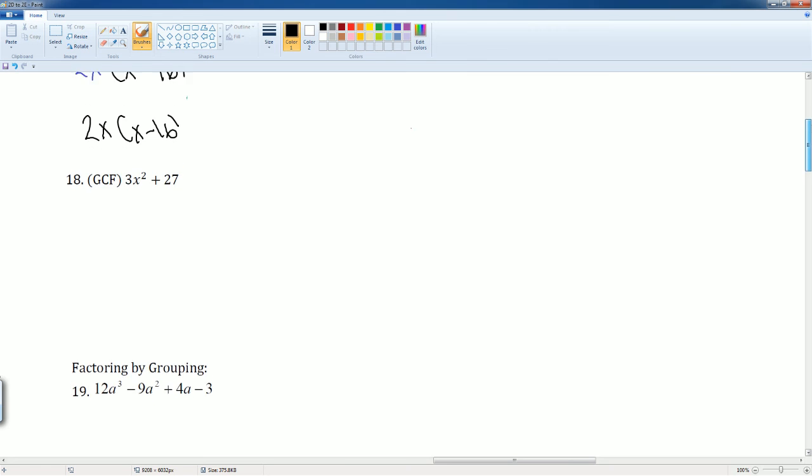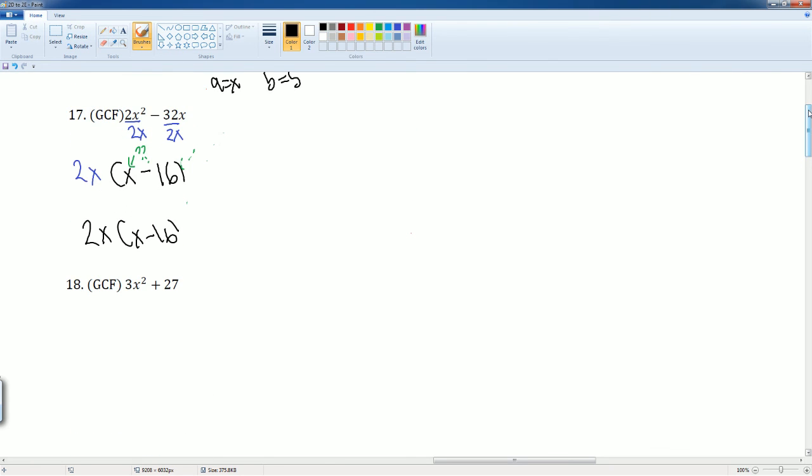Let's do 18 here. 18 asks us to pull out that GCF, so we're going to divide this by 3. Divide this by 3. And then we have 3 parentheses x squared plus 9. Oh, wow. This could look like a difference of squares. Take a look. That's a square, right? That's a perfect square. And this is also a square, right? Can we use difference of squares?